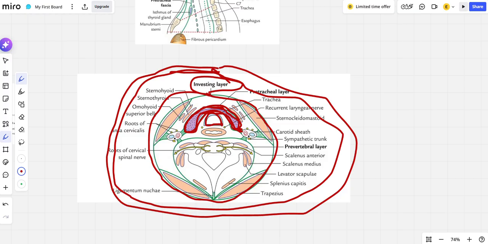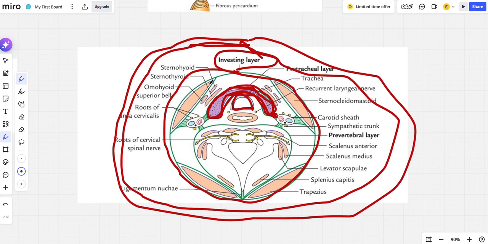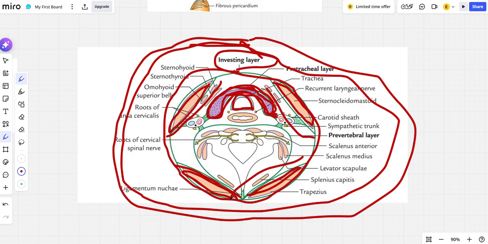It splits to enclose your sternocleidomastoid and trapezius. So let me show you that. Can you see that it splits here to surround this sternocleidomastoid, this trapezius, and this trapezius? So this investing layer basically splits to surround these sternocleidomastoids and trapezius.